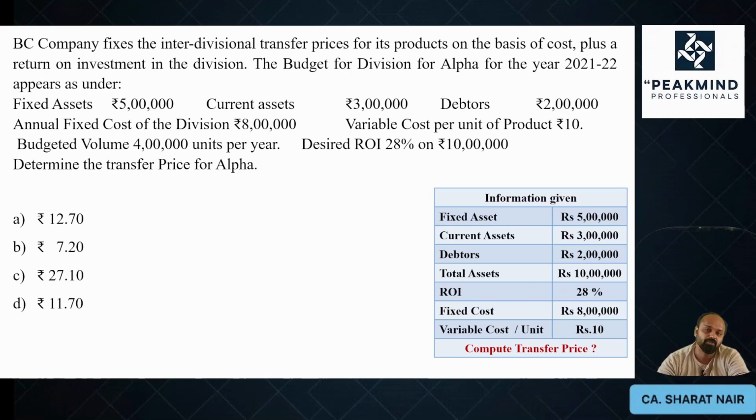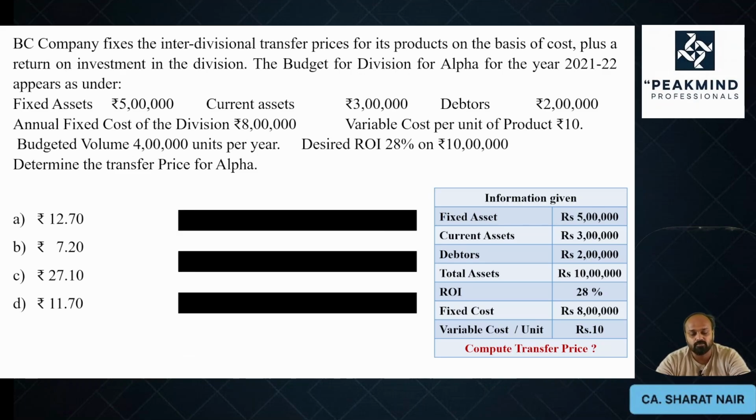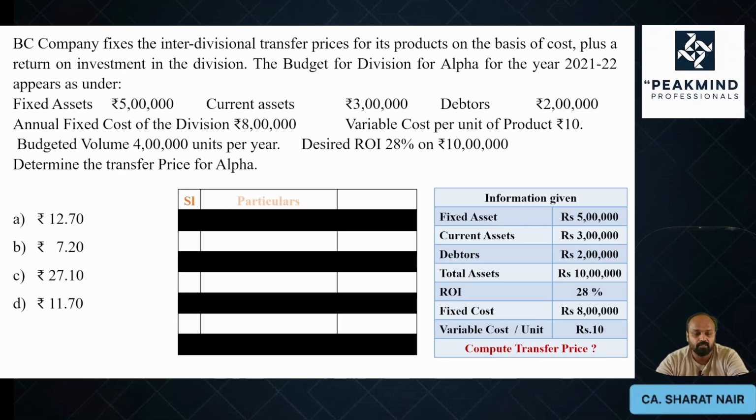Moving to the next MCQ, a similar line question, so I'm not wasting much time. Fixed asset given here is 5 lakh, current assets is 3 lakh, debtors is 2 lakh. So total asset will become 10 lakh. Return on investment is given as 28%. Fixed cost is 8 lakh. Variable cost per unit is rupees 10. They are asking us to find out the transfer price. Similar line questions, so we are doing it quickly and moving ahead.